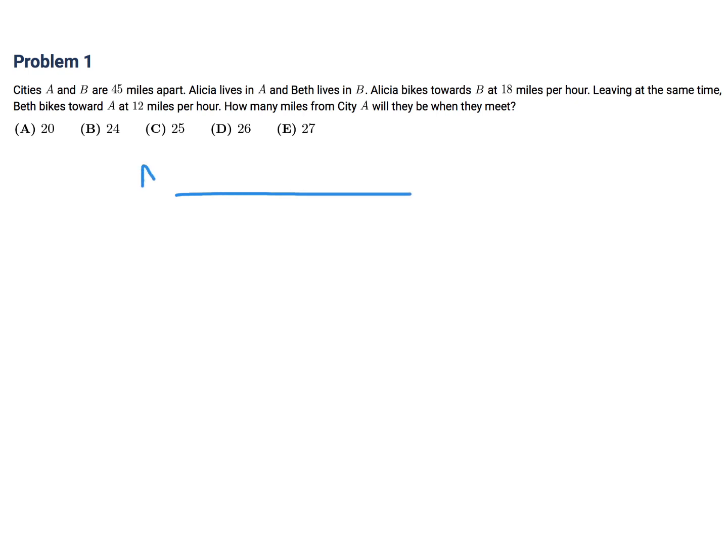Let's make a little diagram. We've got A and B, and I don't know where they meet, but let's say they meet right here. So we'll call this X, and we'll call this distance 45 minus X, since the entire distance is 45. By the way, that's Alicia, and that's Beth.